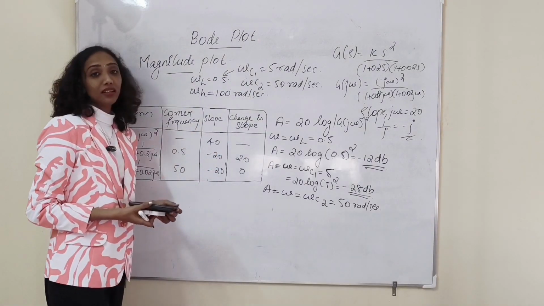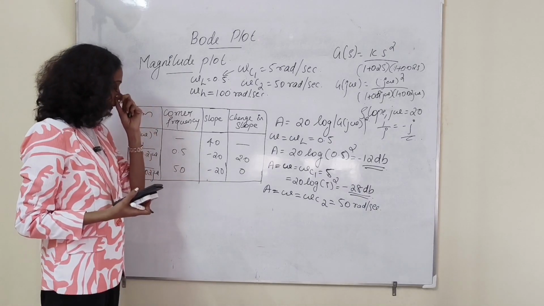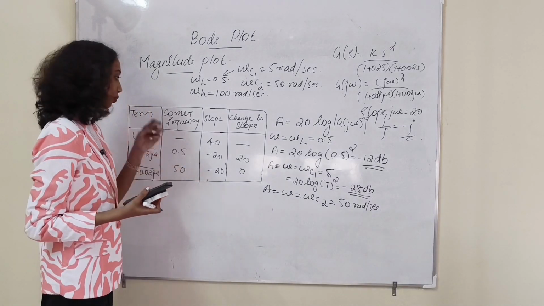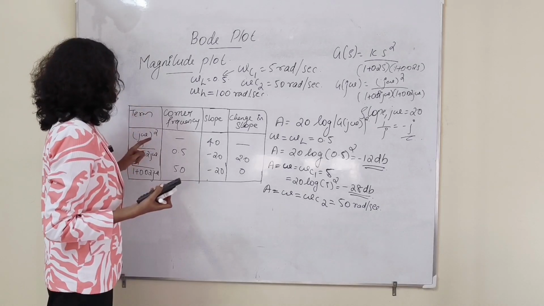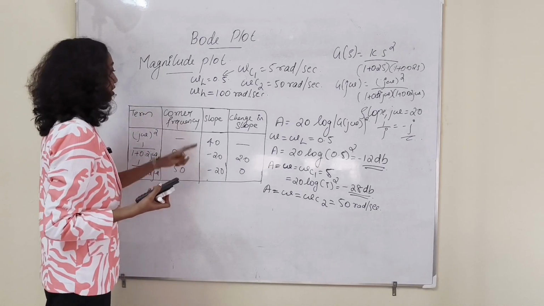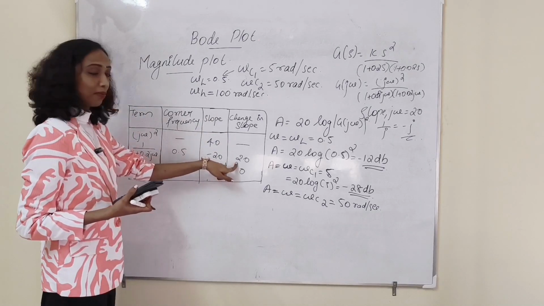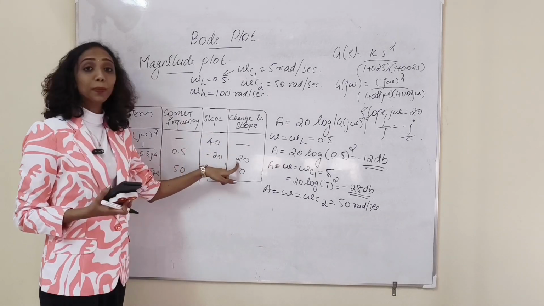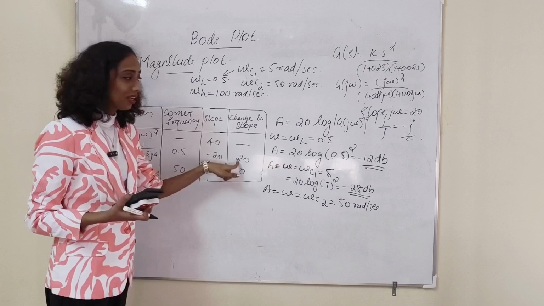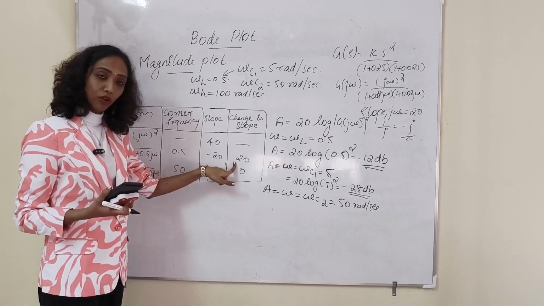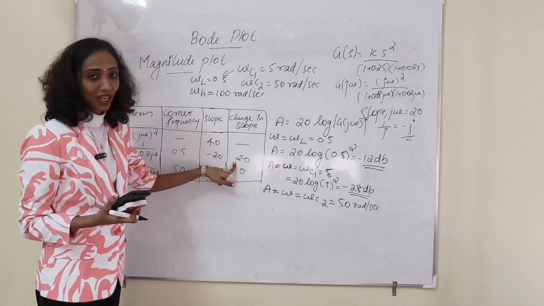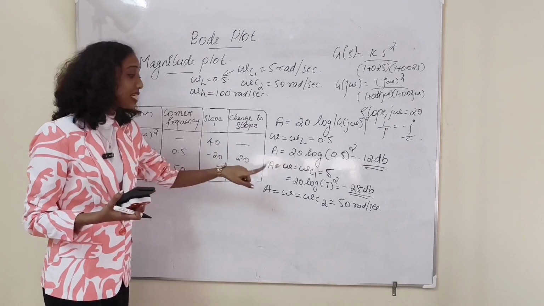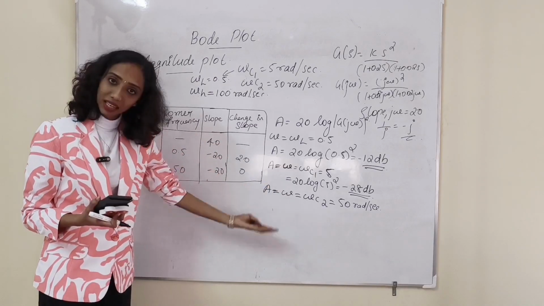For finding the third gain, you need to check the tabular column. I said you need to check the tabular column. In the tabular column, the second term, we should have some change in slope, right? A specific value of change in slope. So you need to substitute this change in slope here to find the gain.